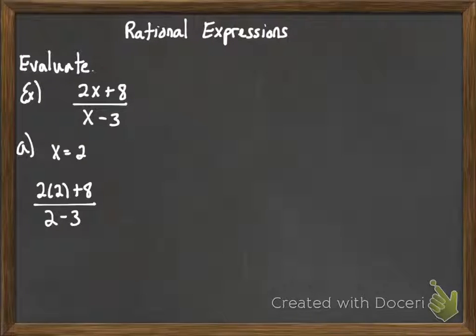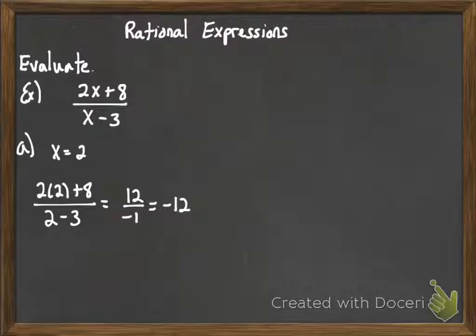And so we go ahead and do that. Replace the x with 2. And we get 2 times 2 plus 8 over 2 minus 3. And we just do the simplifying. Numerator simplifies to be 12. Denominator simplifies to be negative 1. We have 12 over negative 1, which would become negative 12. Okay, so that's just our first example.